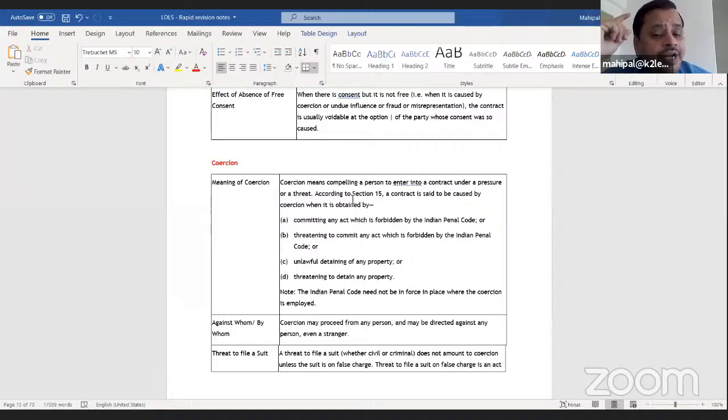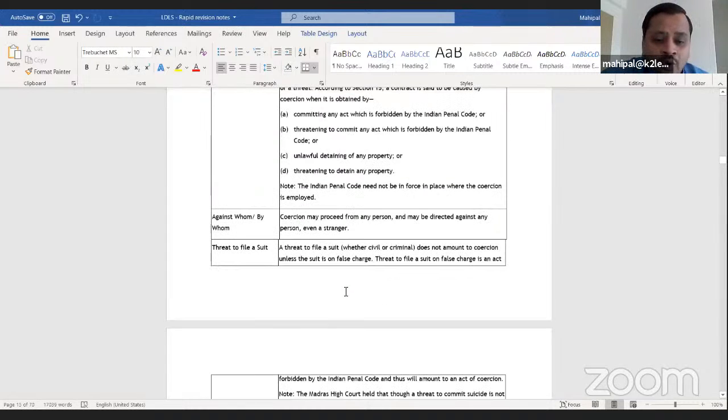Next, unlawful detaining or threatening to detain any property, irrespective of whether the IPC is in place or not. Coercion may be employed by any person or may be directed against any person. Coercion may be due to a threat to commit suicide, provided there is a relationship between the parties. Clear? Next, a threat to file a suit is not coercion.